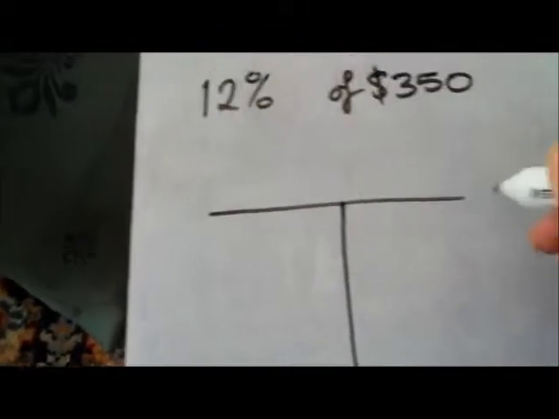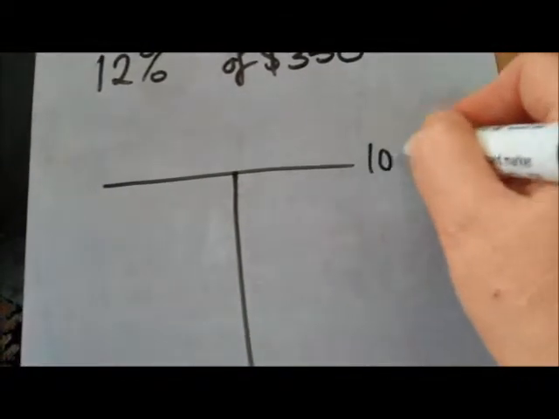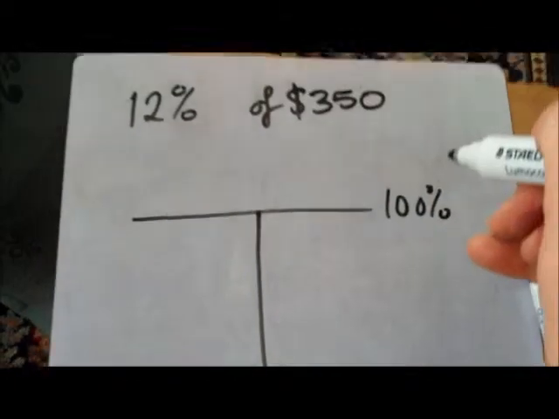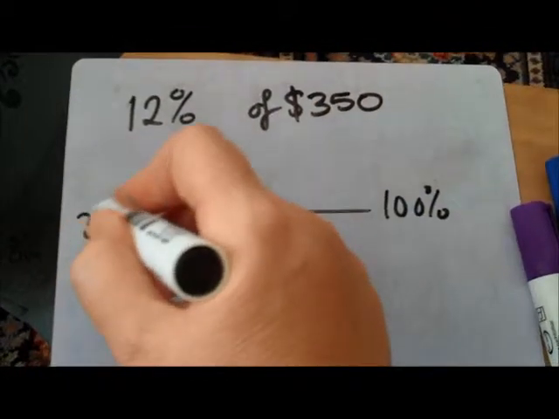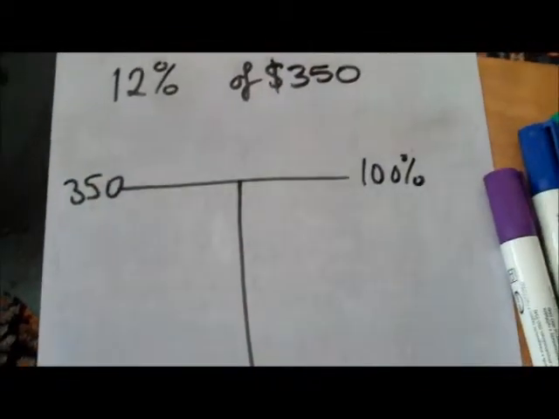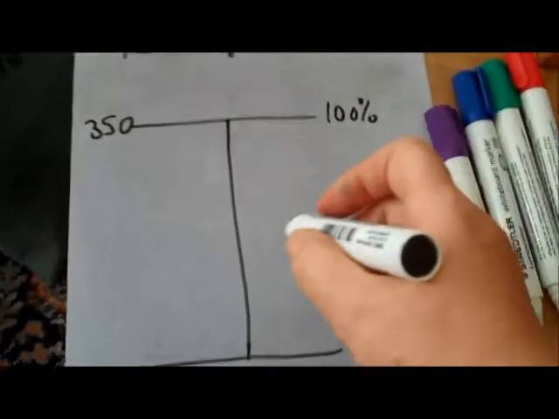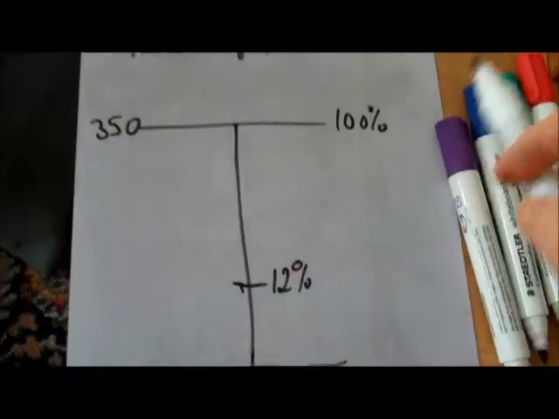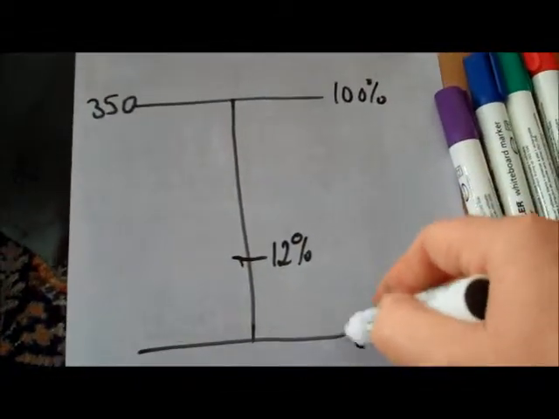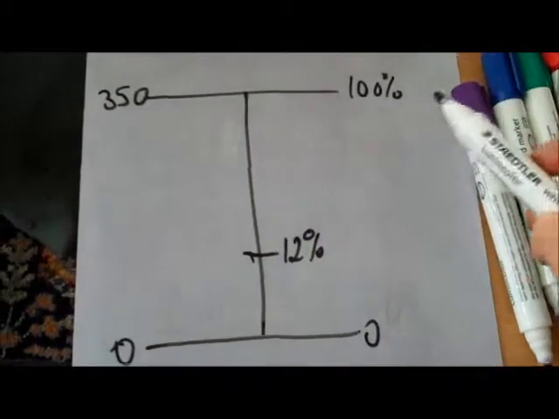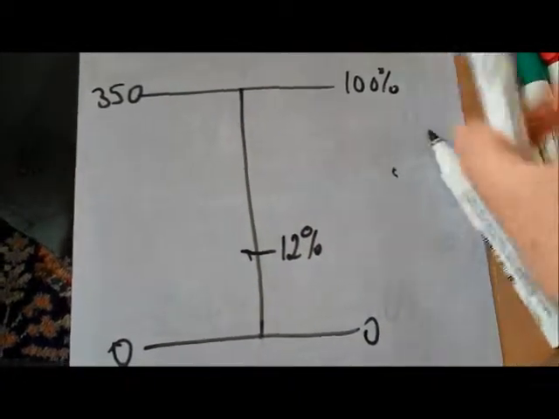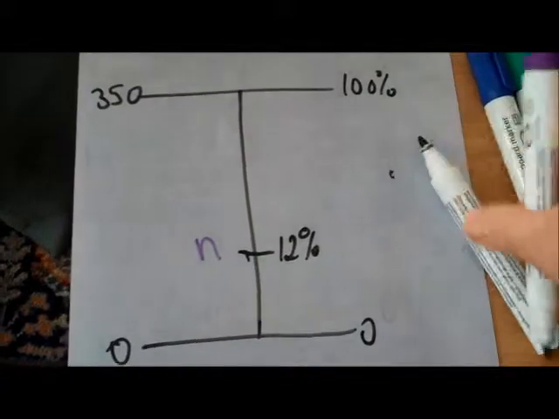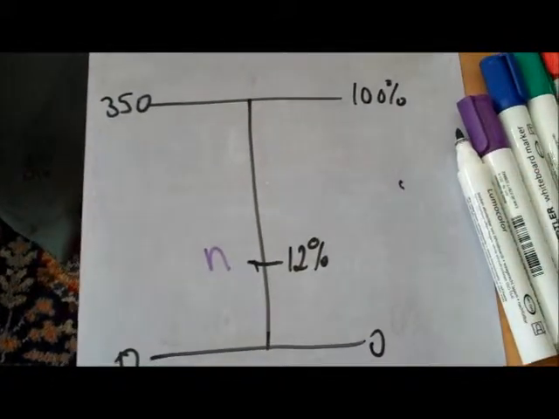So 100% is how many dollars? 350. What would I like to know? Well, I'd like to know what 12% is. And I know that there's a 0 there and a 0 there. And this is the number that I'd like to work out. What number is 12% of 350?